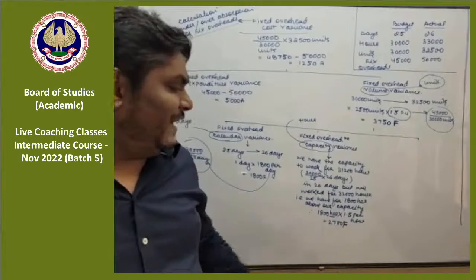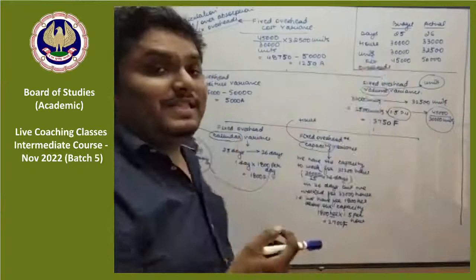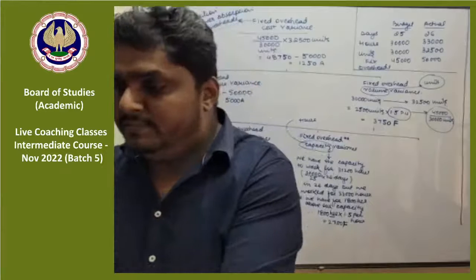This is 1.5 per hour. That is 45,000 divided by 30,000 hours. Mantanjali.